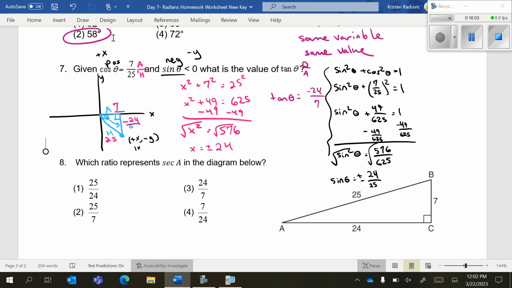So you need to know that we are in the fourth quadrant, which we talked about before. In the fourth quadrant, your y value is negative, and sine is y. So that means sine is negative as well.